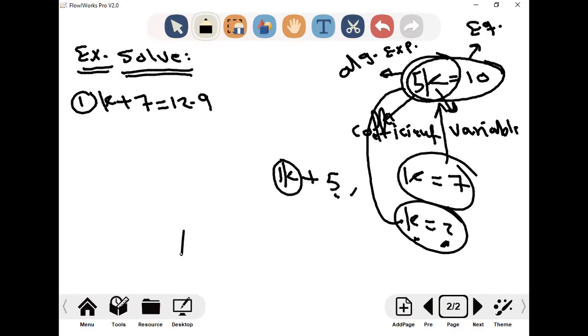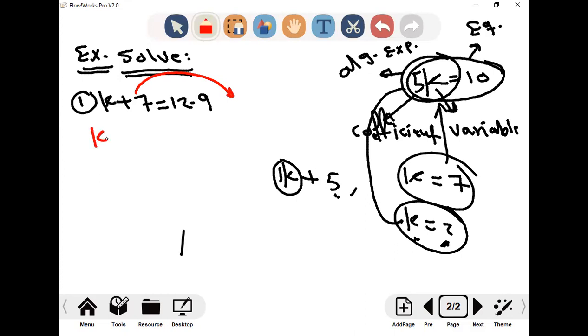We make shifting. Shifting means to transport a variable or a term from one side to the other side, left to right or right to left. And when you shift, you always change what? The sign of the number. So here we have plus 7. To get rid of it, I will shift it to the other side. It will be what? Minus 7.